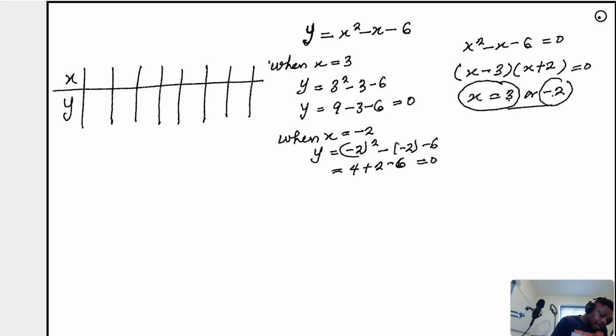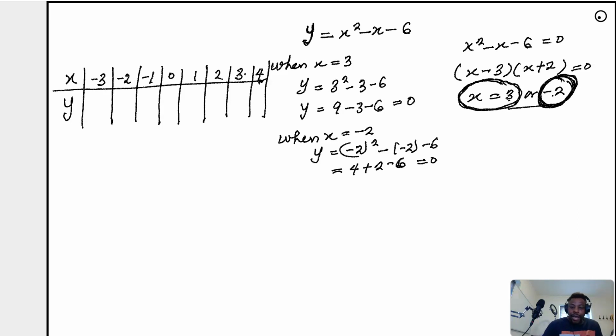Okay, x and y. So the lowest value of x is -2. So let's say -2, -1, 0, 1, 2, 3. The reason why I'm stopping at 3 is because the highest value of x is 3. I can still stop at 4, it doesn't matter, but the most important thing is that you cover the range of values of -2 and 3.